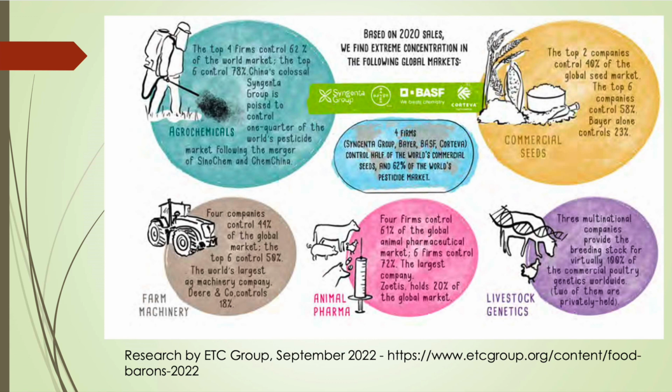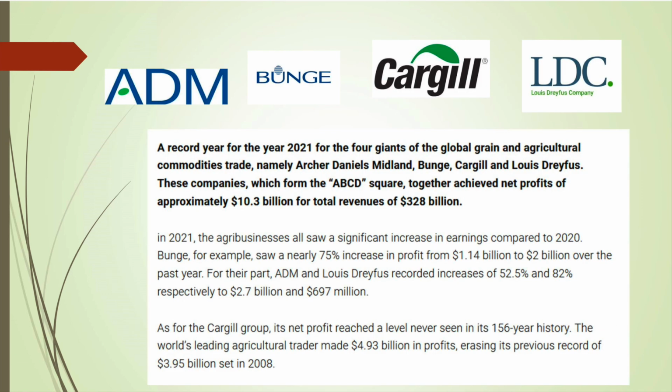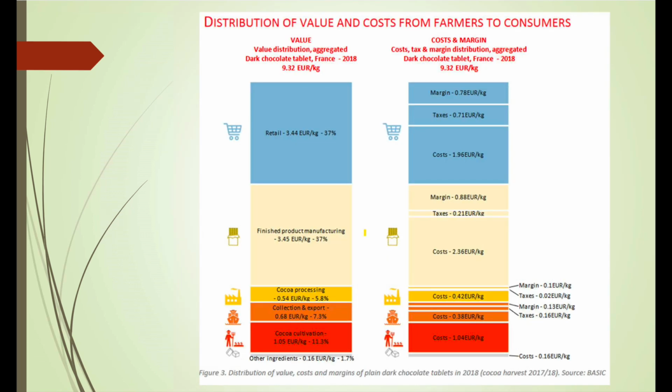So it illustrates the level of concentration and of economic and political power of these firms. And this is for the upstream part of agriculture. If you look at the downstream part of agriculture, we always talk about the squared ABCD. ABCD is ADM, Bunge, Cargill, and LDC, who control the main part of the trade of cereals, trade of commodities, agricultural commodities at the world level. And here they give you how the wealth has exploded in the last years.